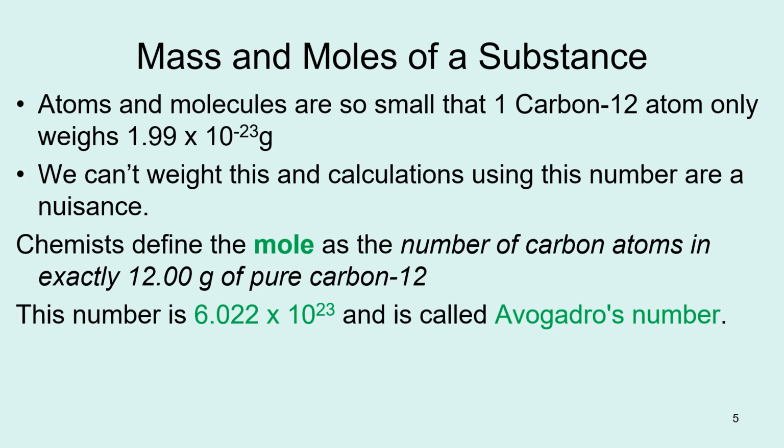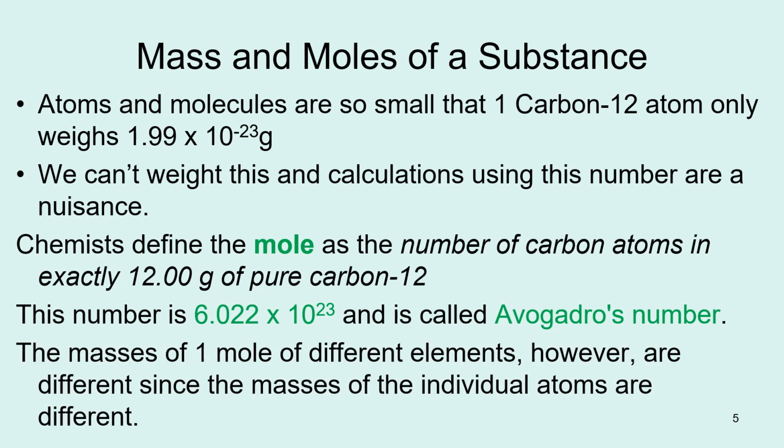So if you were to count the carbon atoms in 12 grams of pure carbon, you would count 6.022 times 10 to the 23rd atoms. And this is called Avogadro's number. It's also called a mole. The masses of 1 mole of every different element are different because the masses of each individual atom are different. So even though it came about because of carbon, we can relate it to any element.